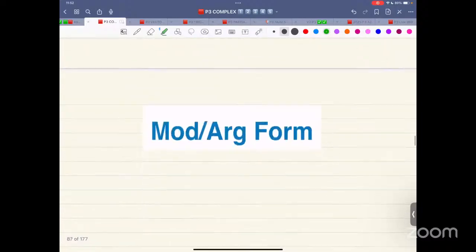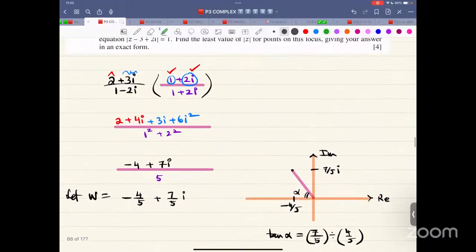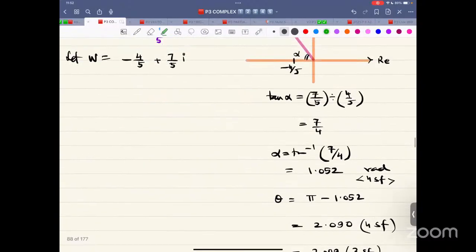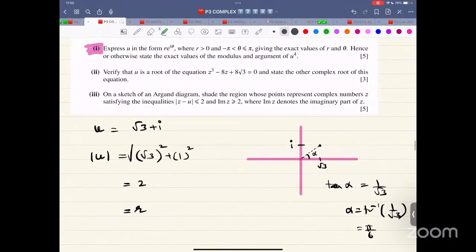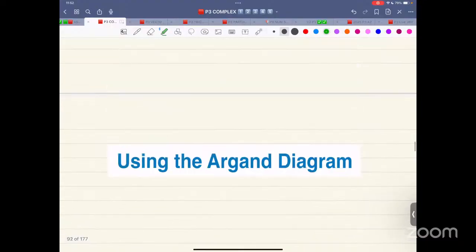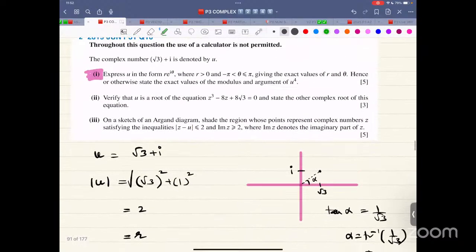Okay, now something like, yeah. It says, throughout this question, use of a calculator is not permitted. The complex number root 3 plus i is denoted by u. Express u in this form, giving exact values of r and theta, hence or otherwise state the exact values of the modulus and argument of u raised to power of 4.